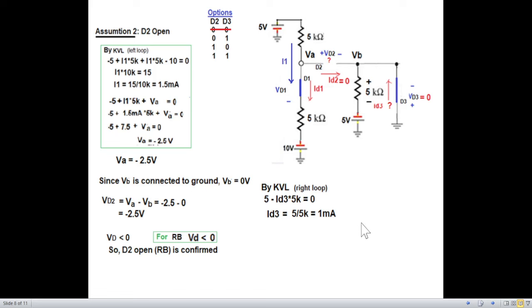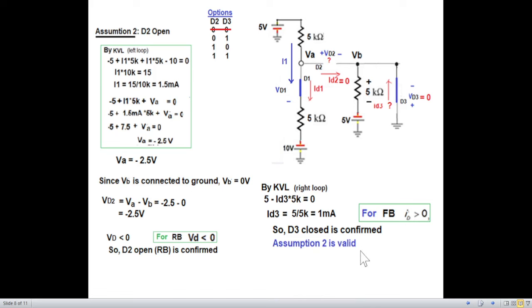And is it following the convention? So for forward bias, ID has to be greater than 0. In our case, ID is of course greater than 0. It is positive 1 milliampere. Therefore, this assumption is also valid. So D3 closed is confirmed.